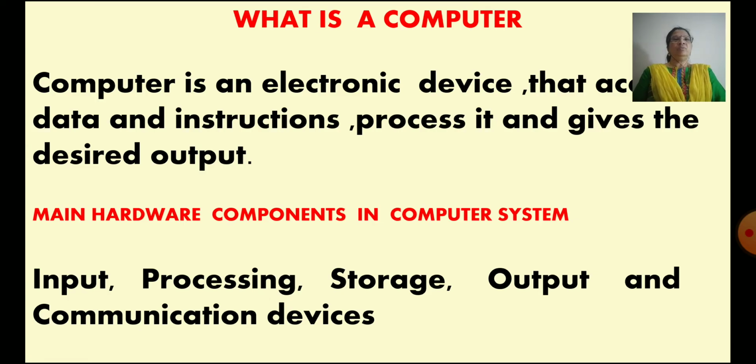Now, what is the definition of a computer? So, all of you know the computer is an electronic machine that accepts data and instructions, processes it and gives the desired output. So, what are the main hardware components in a computer system? Input, processing, storage, output and communication devices.